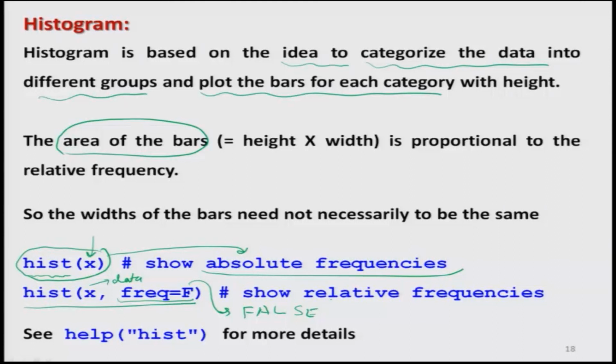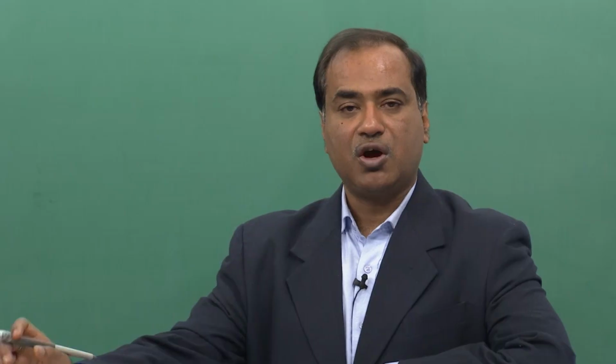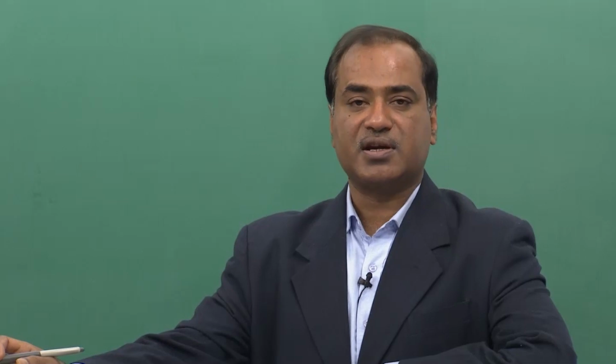So, obviously in the first option where I am not writing anything, actually I am essentially writing frequency is equal to true, that is the default value, right. And if you want to have more details on the hist option, please try to look into the help menu. That is not difficult for you now to see, right. Now, I try to consider my earlier data set and construct histograms over them.